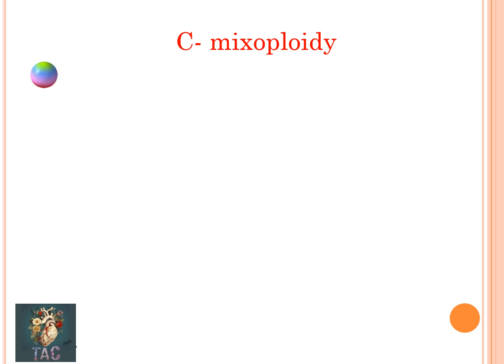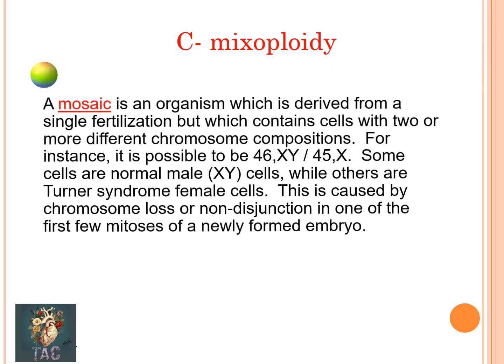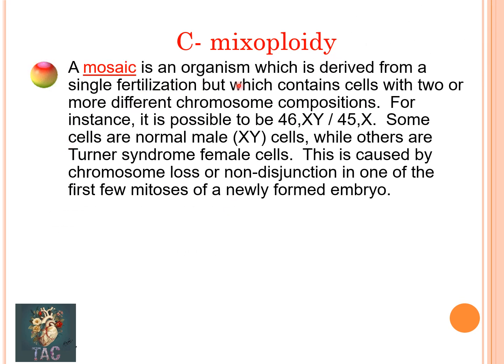Another term is mixoploidy. Mixoploidy is a mosaic organism which is derived from a single fertilization, but which contains cells with 2 or more different chromosome compositions. For instance, it is possible to have 46,XY and 45,X cells. Some of the cells are normal male while others are Turner syndrome female. This is caused by chromosomal loss or non-disjunction in one of the first few mitoses of the newly formed embryo.